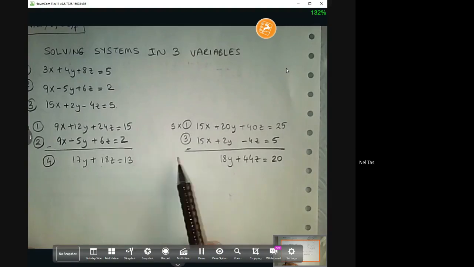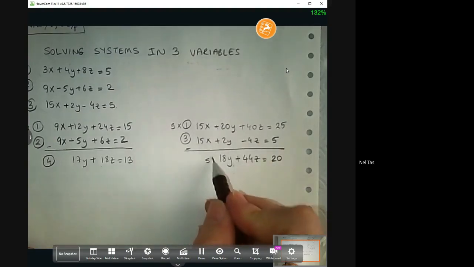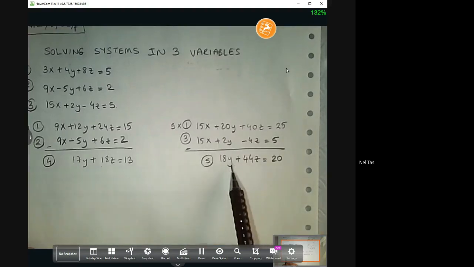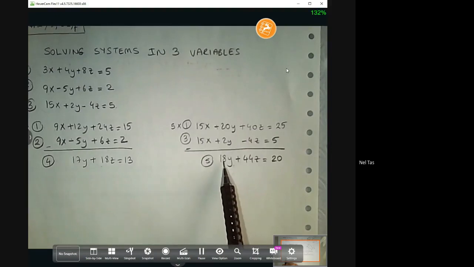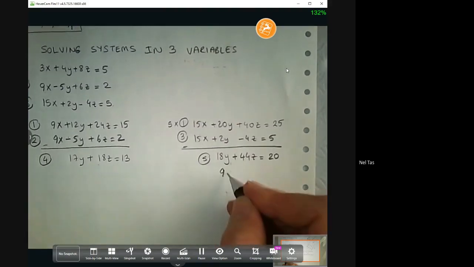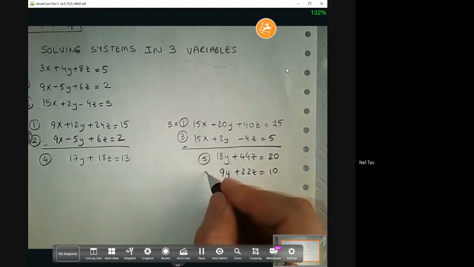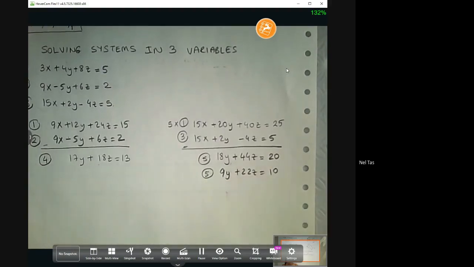So I created now another equation, right? So this is something new. So I'm going to call it equation number 5. But if you see something that you can reduce, you have to do it right away. Otherwise, you will have to deal with bigger numbers. In this case, I see that 18, 44, and 20 all are divisible by 2. So I'm going to divide everything by 2. So 9y, 22z, and that gives me 10. So that is equation number 5 still.